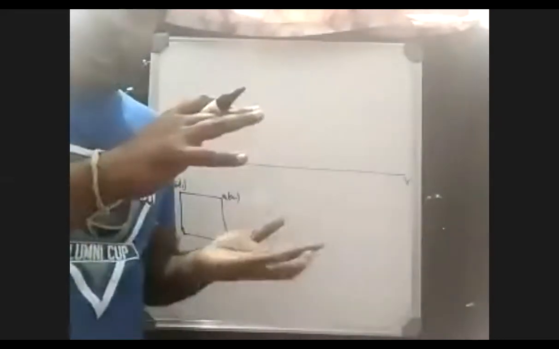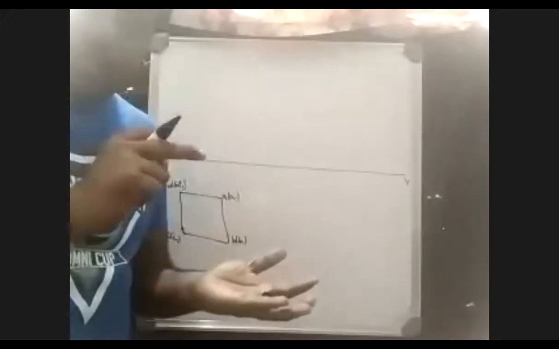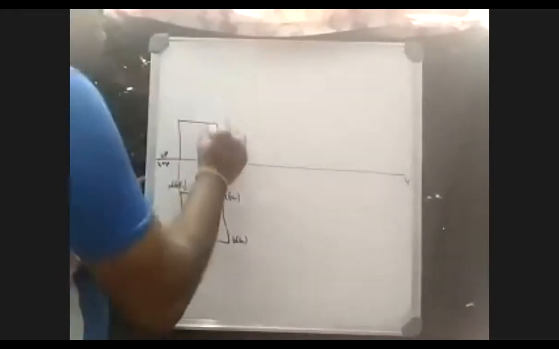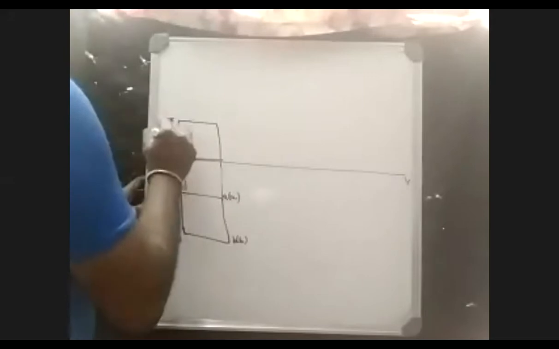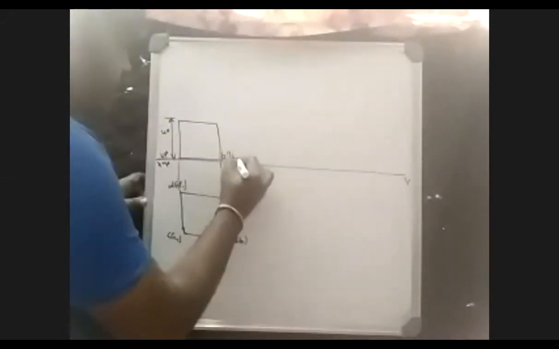It's not only the bottom 40, 40, 40, 40. Even the height also will be 40 because it's a cube. Cube means all dimensions are the same. So 40, 40, 40, 40. It's not just the sides, even the height also will be 40. So this is A1 dash, B1 dash.